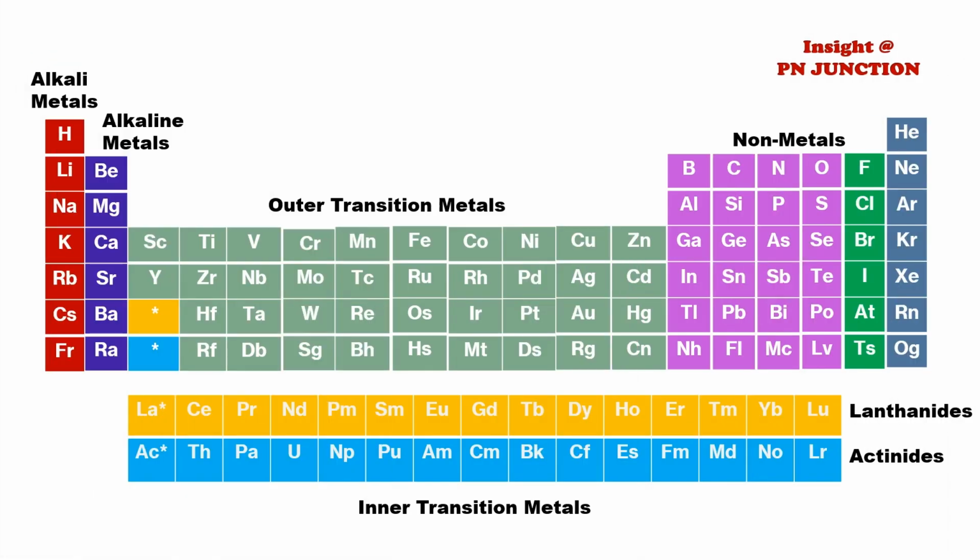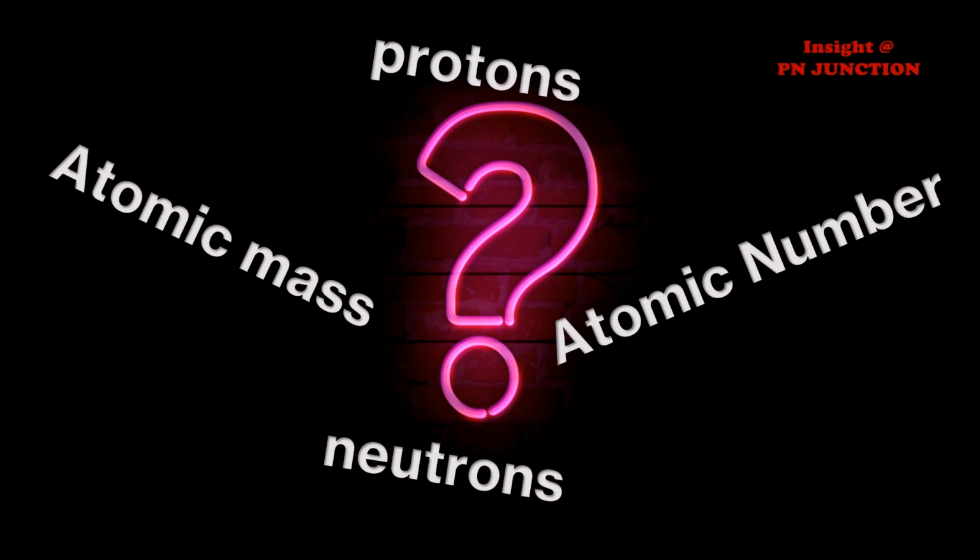Let's memorize the modern periodic table in this video in a different and easy way. Dmitri Mendeleev gave the framework of the modern periodic table first in 1869 based on atomic mass. Terms like atomic mass, atomic number, protons and neutrons will come here.